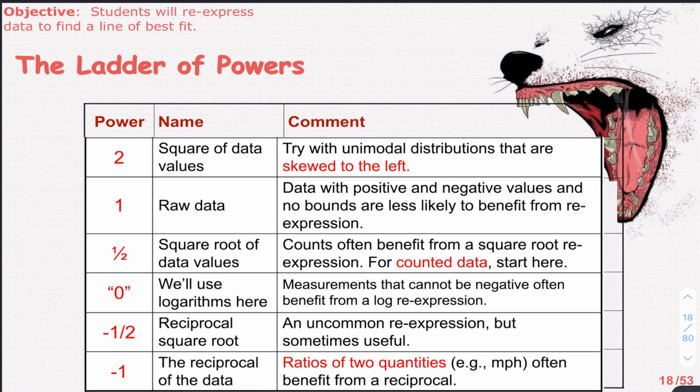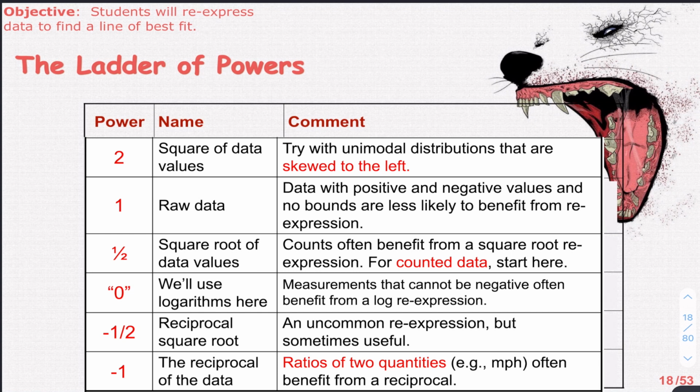So the image that you see in front of you has the ladder of powers. So I want you to think, if we're staying at 1, that's our raw data. That's where we want to be. That's most of our linear stuff. If you want to move up the ladder to 2, try with unimodal distributions that are skewed to the left. If I want to drop down on the ladder and say square roots of the data values, counts often benefit from a square root re-expression.